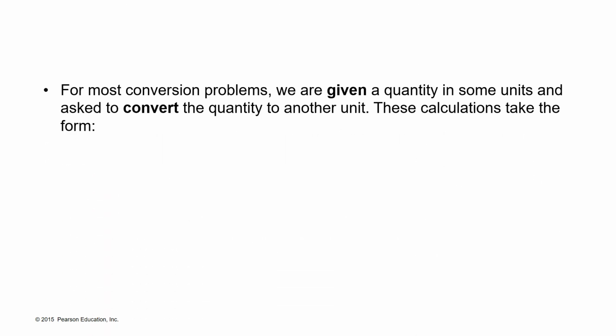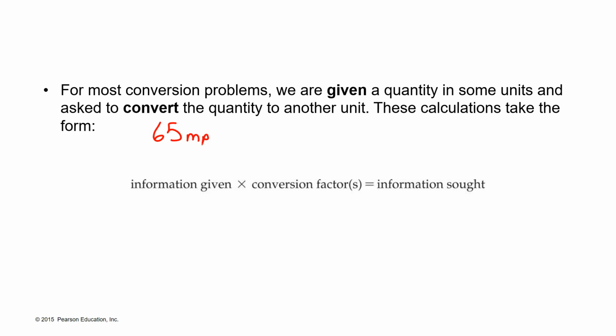All right. So most of the time in the prompt, we're given certain quantities. So if I said that I'm going 65 miles per hour, and I want to know how fast that is in kilometers per second, where would I start?